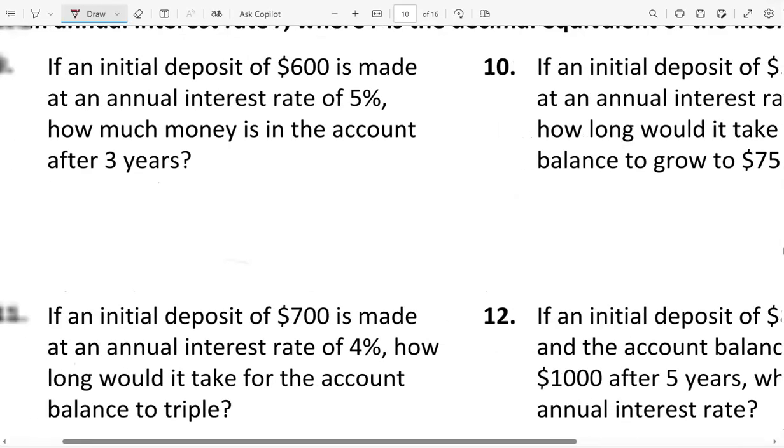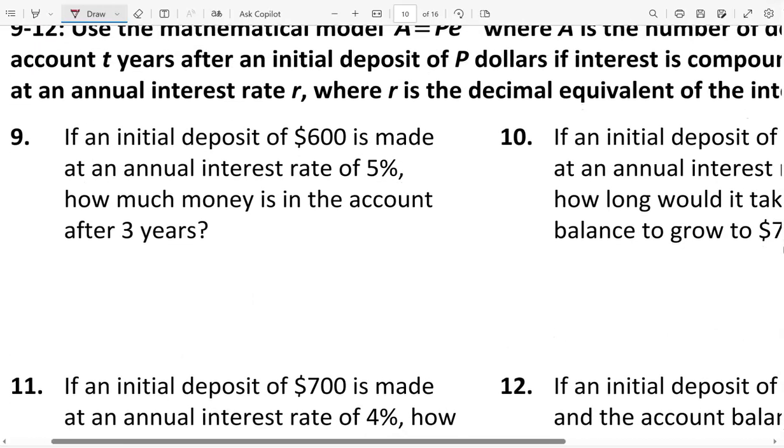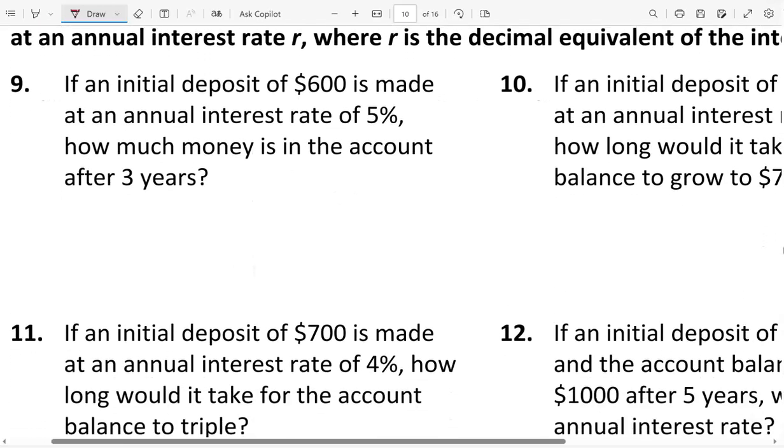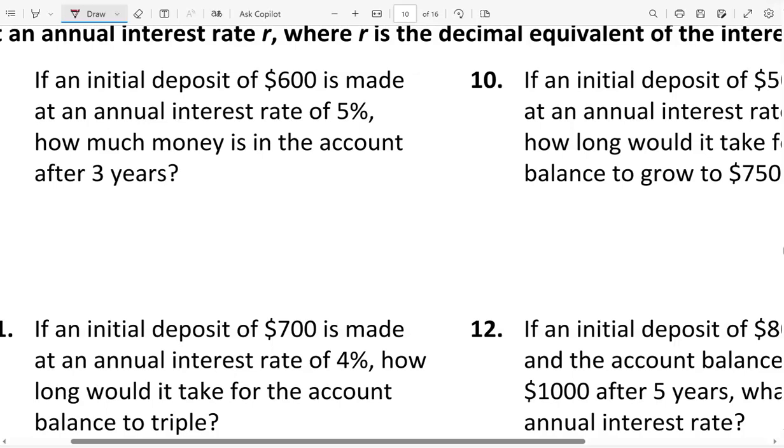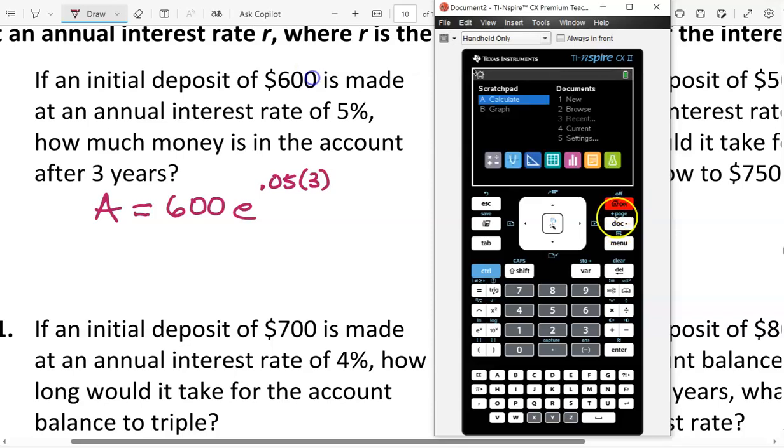So in number 9, an initial deposit of $600 is made at an annual interest rate of 5%. How much money is in the account after 3 years? So P is our initial deposit, the interest rate is 0.05, and t, the amount of time, is 3 years. That's something that we can enter into the calculator directly to find the value of A.